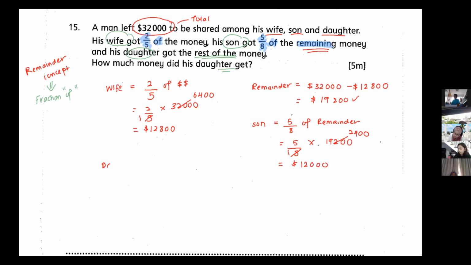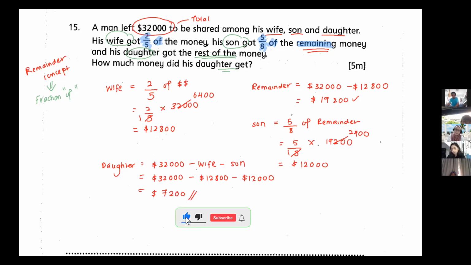Now the daughter will be the rest of the money, meaning the balance. So you take 32,000 minus the wife minus the son, equals 32,000 minus wife's 12,800 minus son's $12,000, and you will get $7,200. That is the answer.